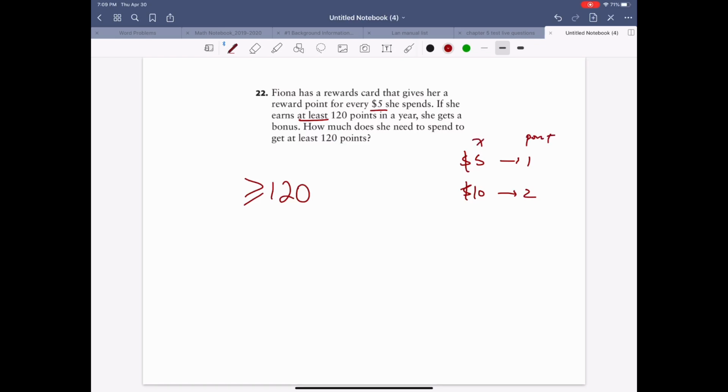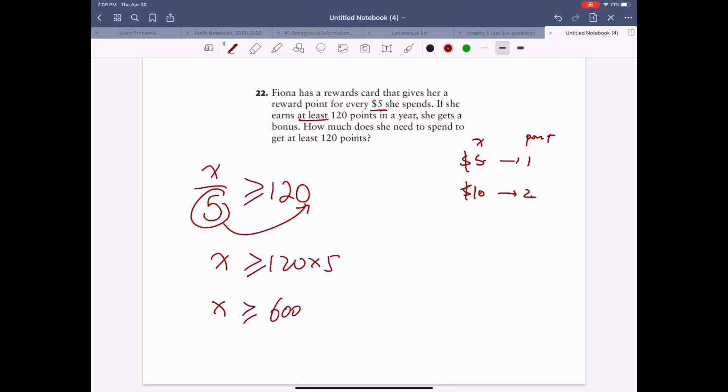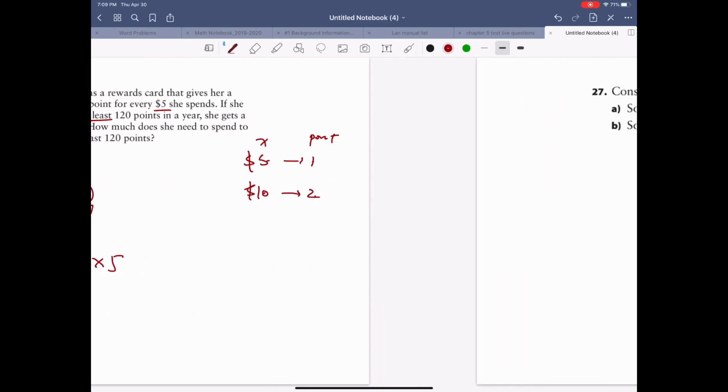The dollars will be x, how much she needs to spend. So you divide by 5 to get the points. So x divided by 5 is bigger or equal to 120. To solve it, you times 5 to the other side, and she has to spend at least $600 to get enough points for the bonus.